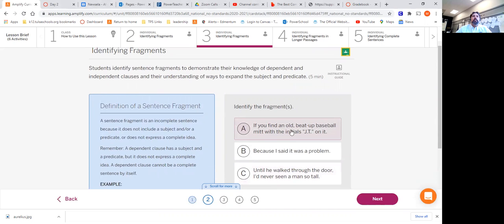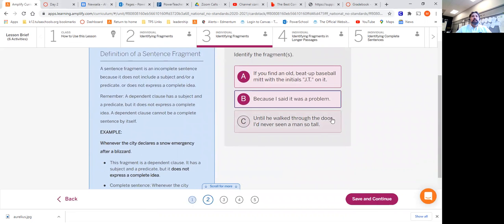"If you find an old beat-up baseball mitt with the initials JT on it," yeah, what about it? It doesn't tell us, right? We know that's a fragment. "Because I said it was a problem." Yeah, so what? Because it was a problem, what? We don't have any action.